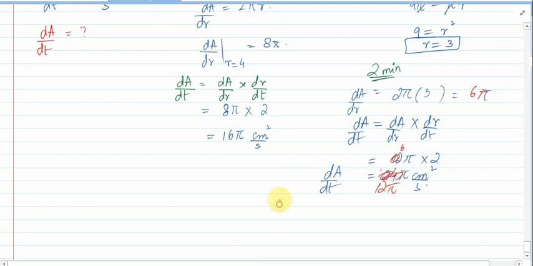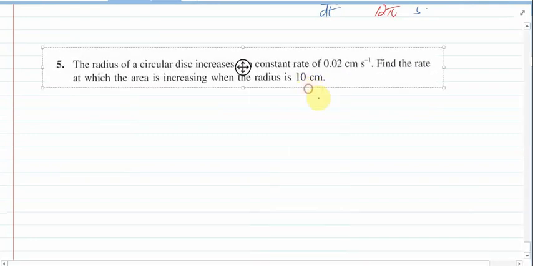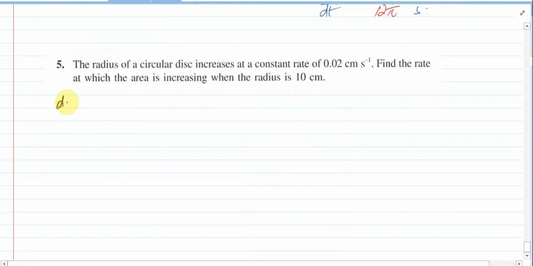So moving on towards the next question, question number 5. It says that the radius of a circular disc increases at a constant rate of 0.02 centimeter per second. What is given? dr upon dt is 0.02 centimeter per second, right? Find the rate at which the area is increasing. We need to find dA upon dt when the radius is 10.